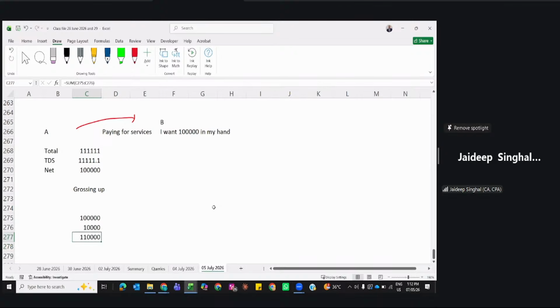The answer is no. He will have to do the back calculation, because if he takes the total as 1,10,000, then the TDS is 11,000, and the net amount comes to 99,000, but they have already paid 1 lakh. So this is an incorrect approach. You need to gross up like this. This is incorrect. Clear, everyone?